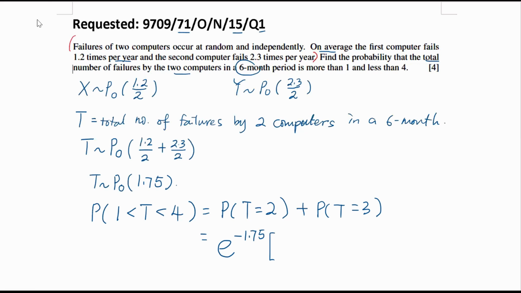And then when t equals 2, the formula will be like this: 1.75 squared divided by 2 factorial, plus 1.75 to the power of 3 divided by 3 factorial. Okay, using the calculator, we find the probability to be 0.421. So that is the probability that we have found for this question, the total number of failures for the two computers in a 6-month period.